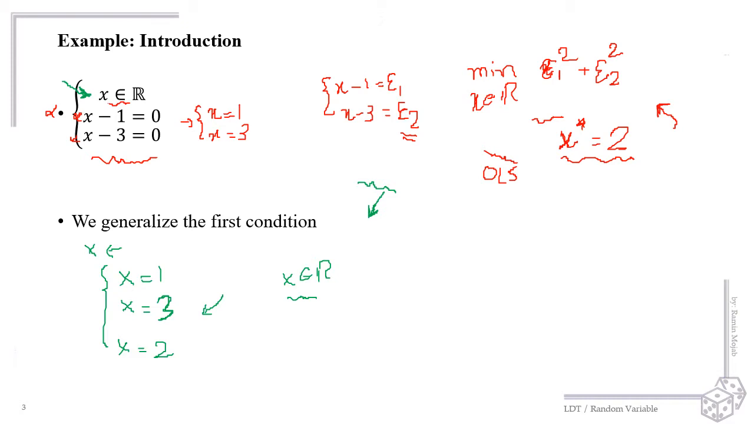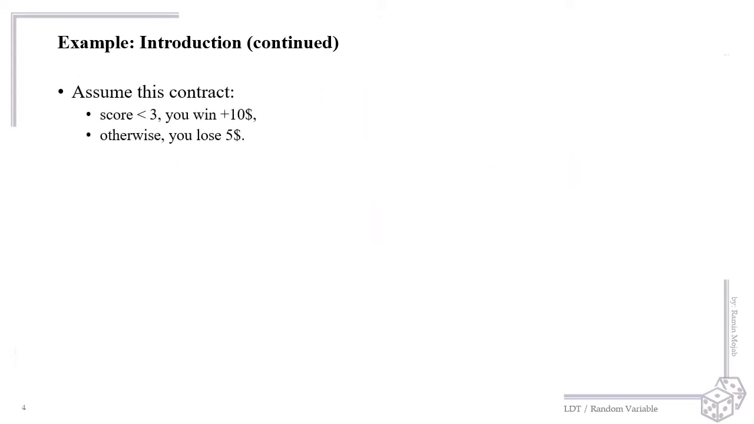We are going to talk about this x, which is a function of the elementary outcomes. In this example, let's assume that you have accepted that if the next score is less than 3, then you will win $10, or you will get $10. Otherwise, you should pay $5. And your profit is a function of the elementary outcomes, or the obtained elementary outcome.